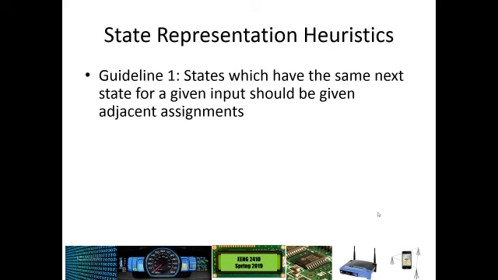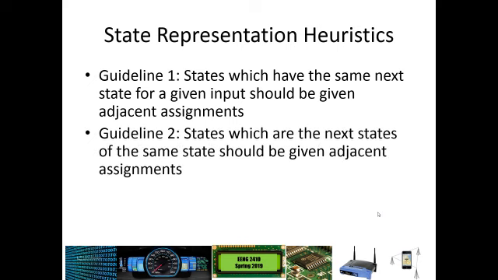Guideline 1 says states which have the same next state for a given input should be given adjacent assignments. Guideline 2 says states which are the next states of the same state should be given adjacent assignments. And so the reason for these to be adjacent is that you're not going to have much change when you have pretty common transitions. And so if you happen to, in guideline 2, change your input, and now that's going to change from one state to another, that will allow you to have as few bits change as possible when that transition happens.